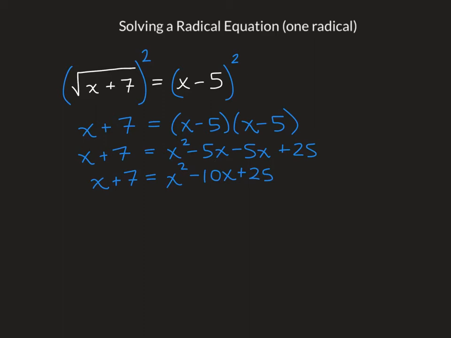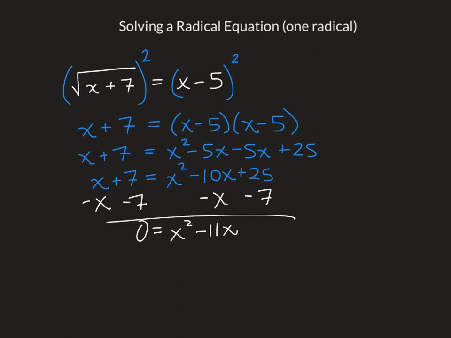When you have a quadratic, your goal is to get it equal to 0 and keeping the quadratic term positive if possible. So what I'm going to do is make this side 0 by subtracting x and subtracting 7 from both sides. So we'll subtract x and subtract 7. When we do that, we'll have x squared minus 11x plus 18.